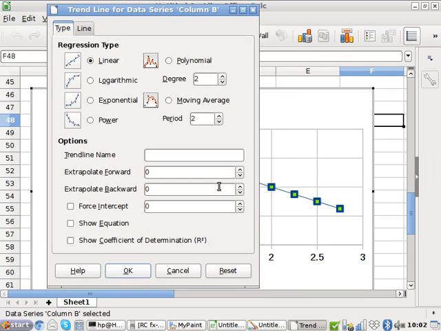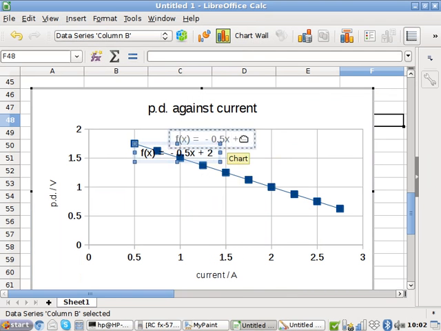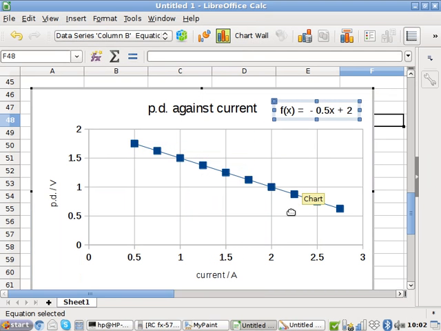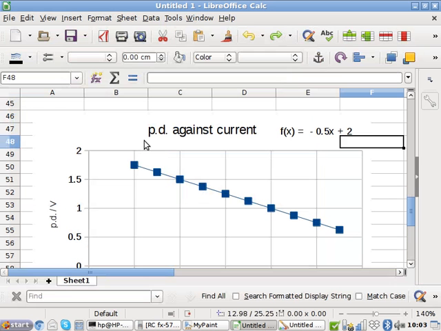Right, what did you get for the EMF? 2.1. About 2. We'll see exactly here. What about the internal resistance? About half? Okay, good job. Yeah, the internal resistance is minus 0.5 ohms, and the EMF is 2 volts. Okay, let me just save my picture.